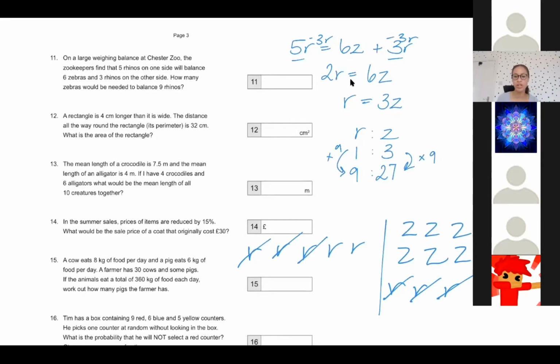And once you've got that ratio, you can just put that into a ratio problem here, and then it says how many zebras would be needed to balance 9 rhinos. So you put 9 on the rhino side, and then you times each one accordingly. Okay, so our final answer there is 27.